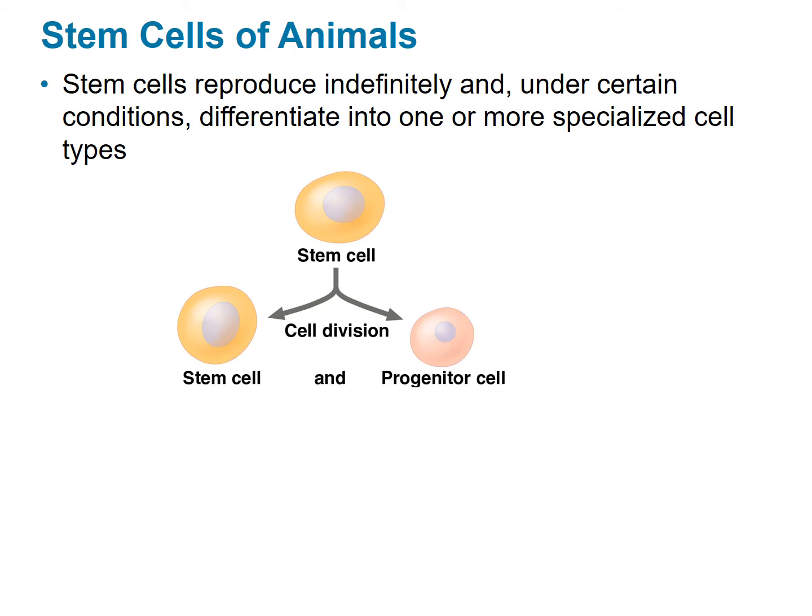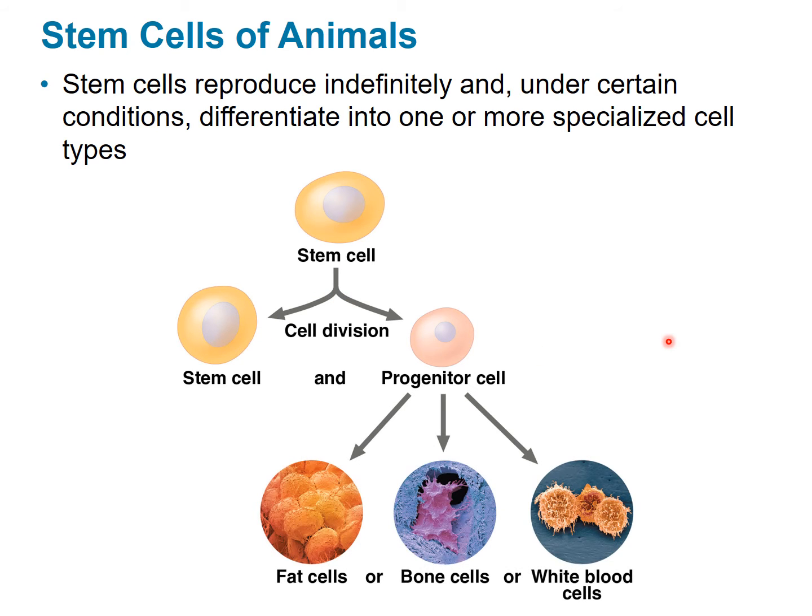Now, stem cells of animals can ultimately reproduce indefinitely, and under certain conditions can differentiate into more than one type of cell. So if you look at this, a stem cell can undergo cell division and result in another stem cell and a progenitor cell. So the stem cell is going to stay a stem cell. However, the progenitor cell will eventually differentiate into different cell types. So you can have progenitor cells that will differentiate into fat cells or bone cells or white blood cells or red blood cells or any other cell type.